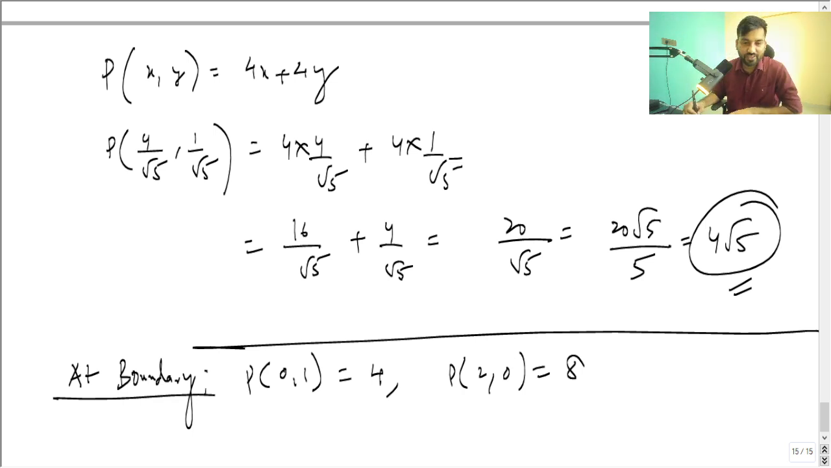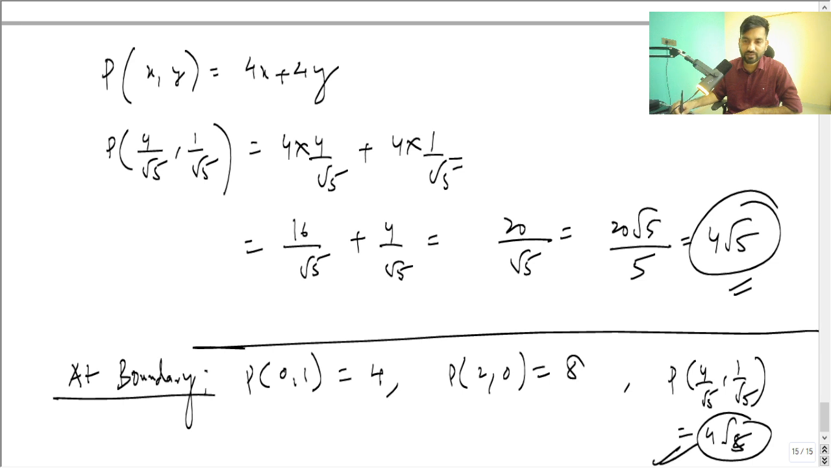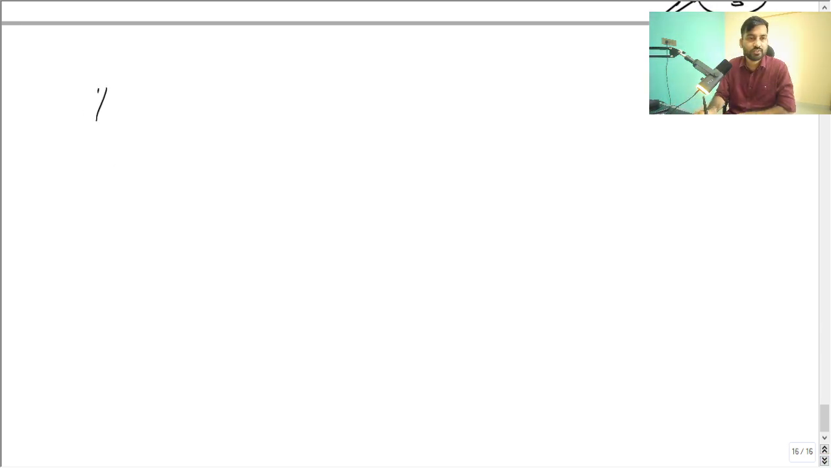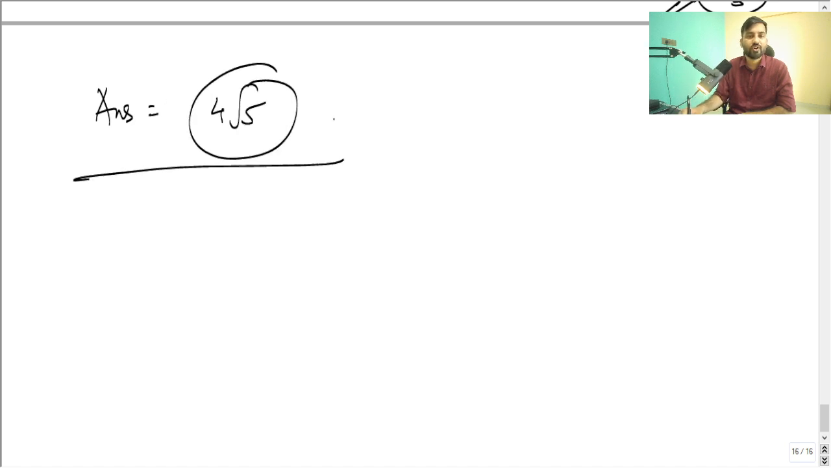But that's only, right? So p of 5, 1 by root 5, which is 4 root 5. This is great, maximum out of all. So the answer for this question will be what? The final answer is going to be 4 root 5, or you can also convert it into decimals according to the answer. If it is a NAT question, you will get 4 point something, 4.92 something, right?